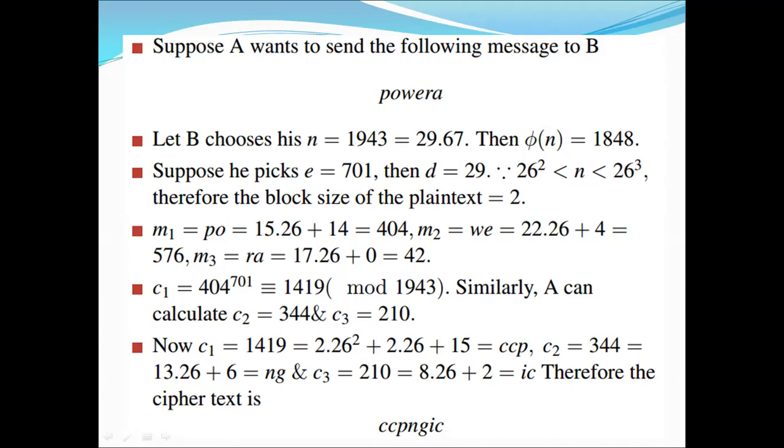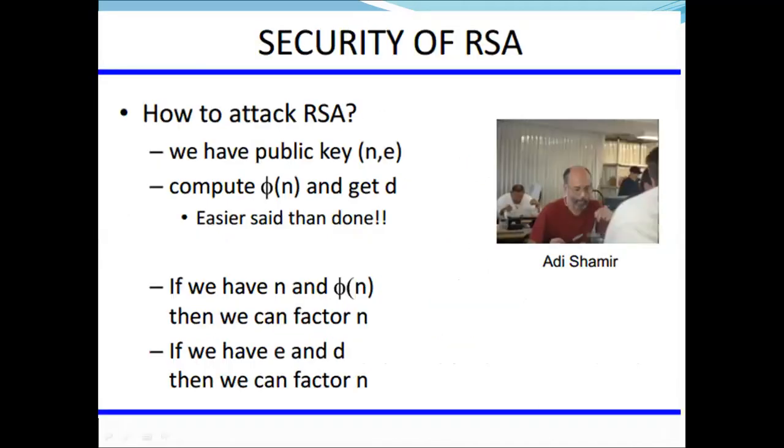Now C1 is equal to 1419, which is equal to 2 times 26 squared plus 2 times 26 plus 15, which is equal to CCP. C2 is equal to 344, which is equal to 13 times 26 plus 6, that is NG, and C3 is equal to 210, which is equal to 8 times 26 plus 2, that is IC. Therefore, the ciphertext is CCPNGIC.